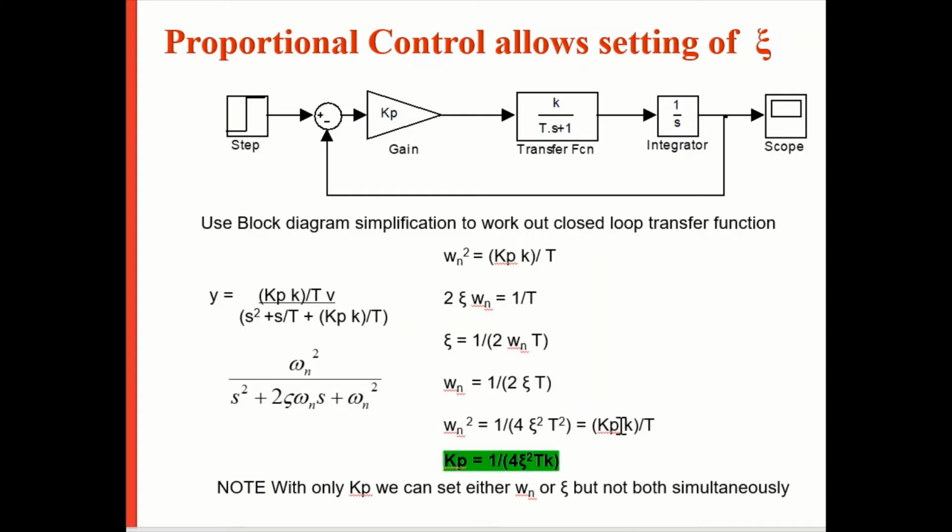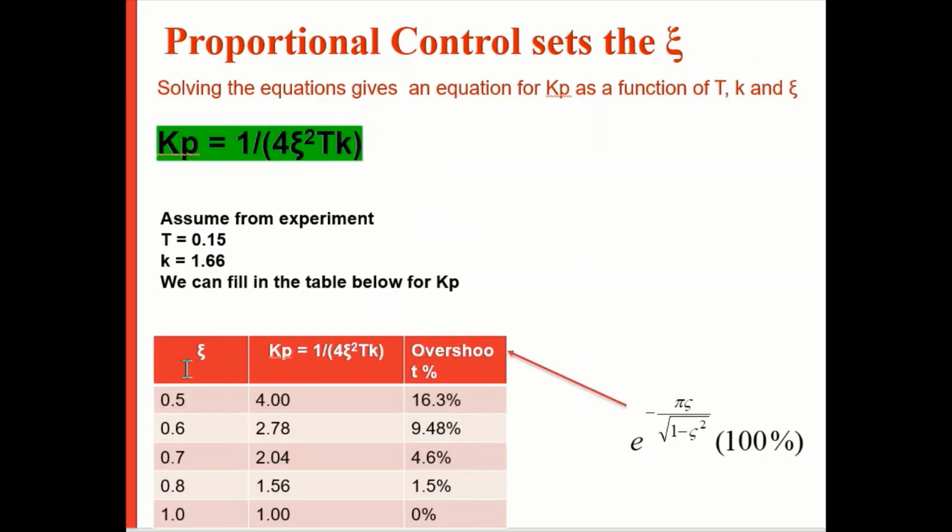So this is equal to this. We can cancel one of the T's out and just move that K term underneath with these terms here. And we get that Kp is 1 over 4 zeta squared T K. So this is a lovely little expression now, which allows us to choose a damping ratio. If we know what T and K are, it'll give us a Kp. So this allows us now to do a little bit of simple design. So we've got this expression, Kp is 1 over 4 zeta squared T K.